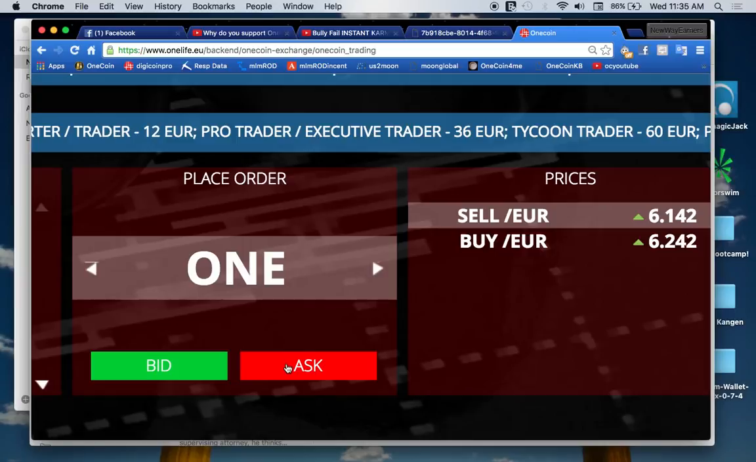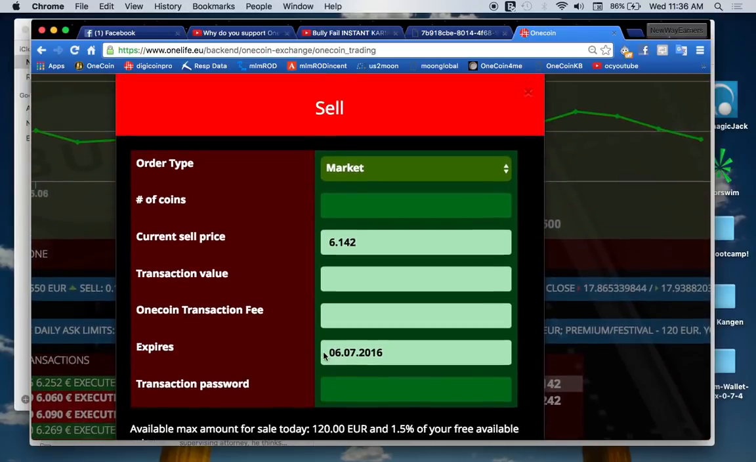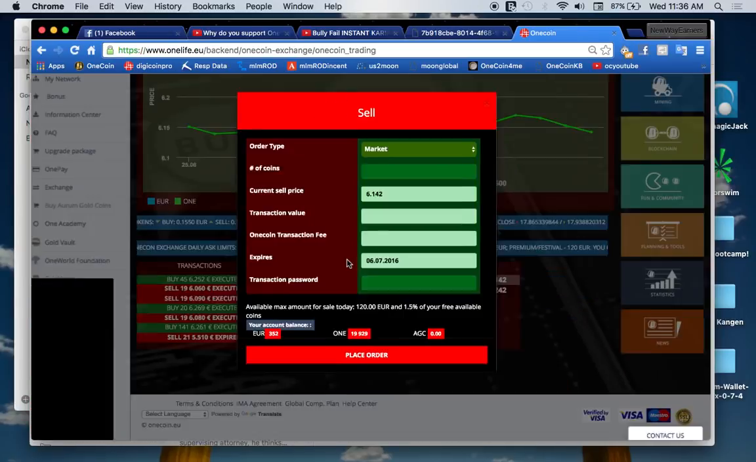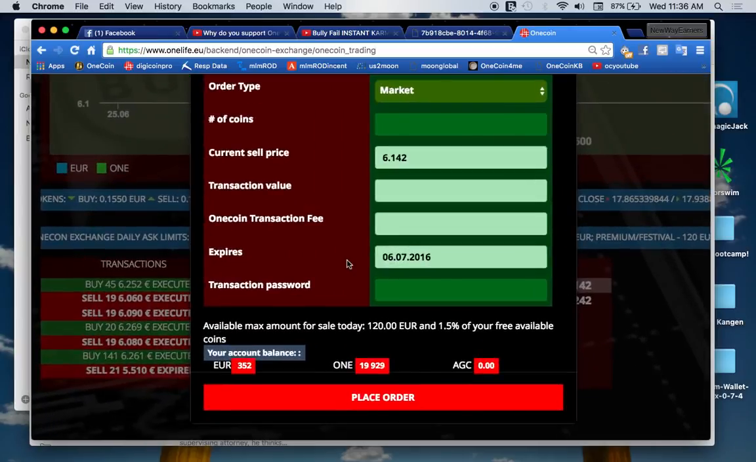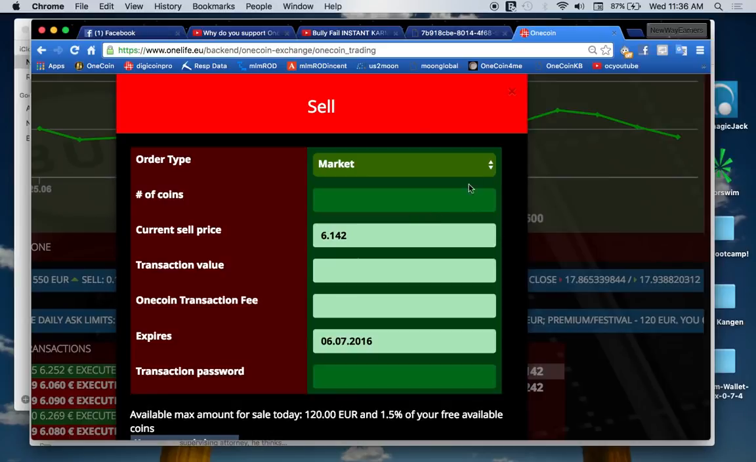So for this limit sale that I'm talking about, you're going to hit ask. If you want to buy coins, you're going to hit bid. I'm going to hit ask for this particular example, and you'll see that this new box comes up. It'll look like this on a full screen, but I'm zoomed in to show you guys. This box comes up. Market basically means that this 6.14, 6 euro 14 cent, is what the market is determining is the value of this currency.